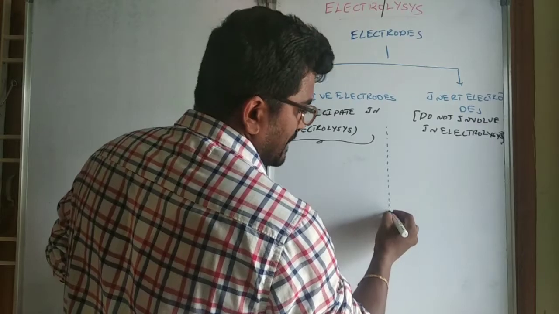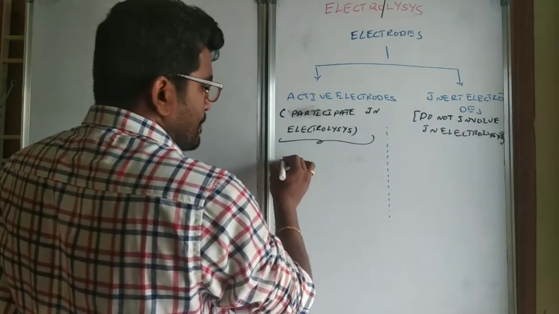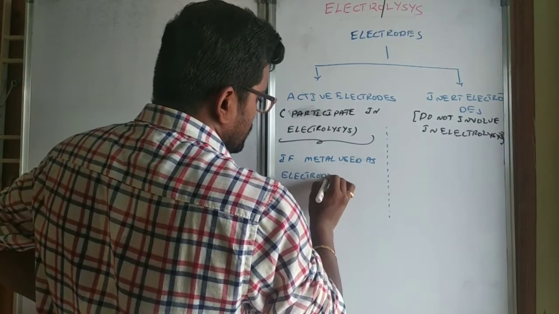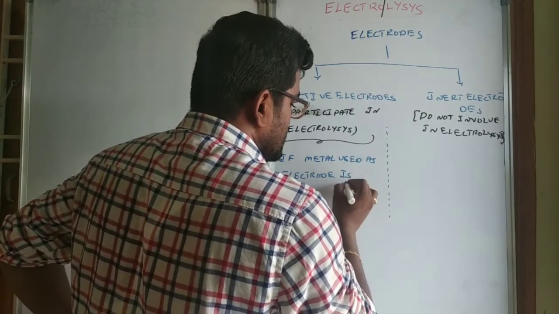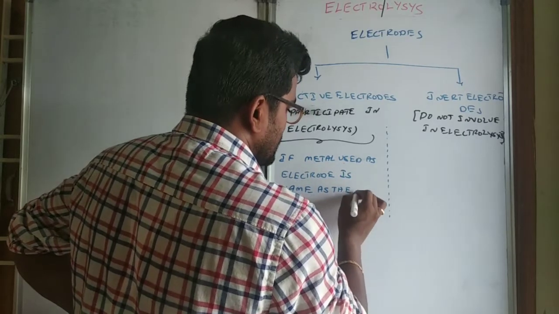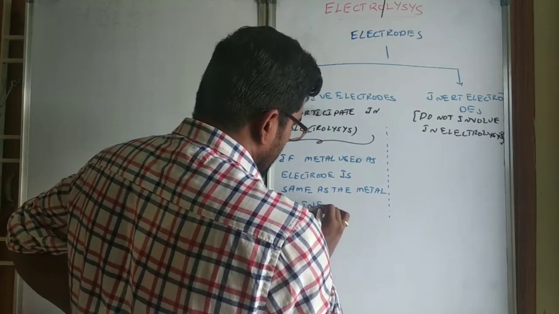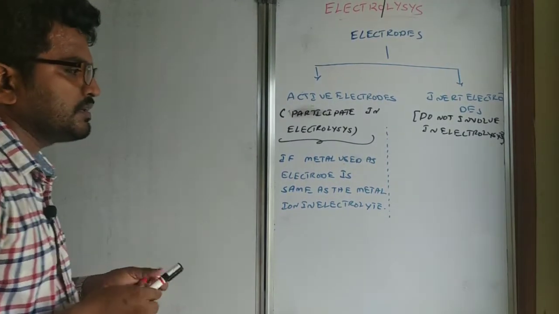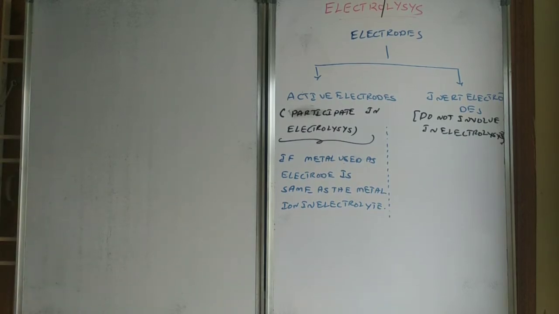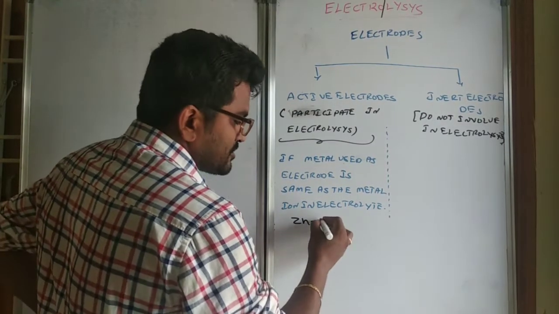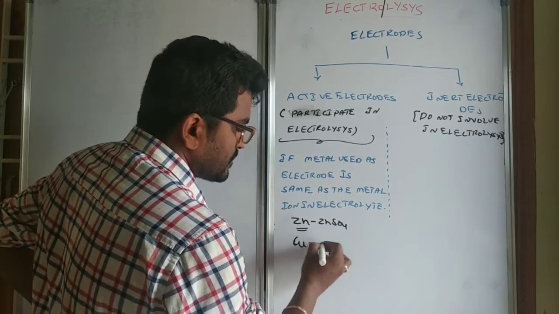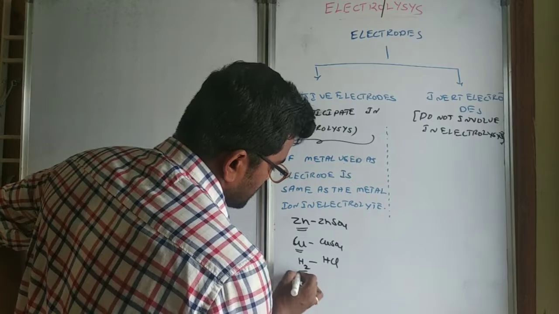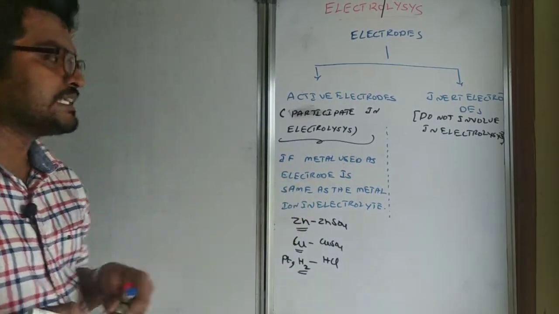Sir, in which condition do we call them active electrode and in which condition inert electrode? See, if the metal used as electrode is the same as the metal ion present in the electrolyte, then we call it an active electrode. Let us take an example. If you are electrolyzing zinc sulfate by using zinc electrode, if you are electrolyzing copper sulfate solution by using copper electrode, if you are electrolyzing HCl solution by using hydrogen electrode, then these are known as active electrodes.